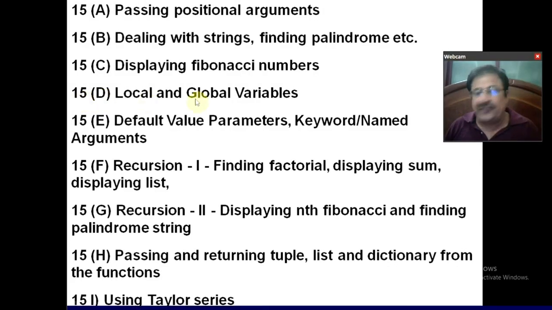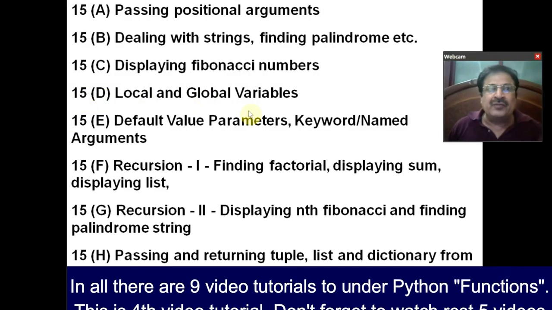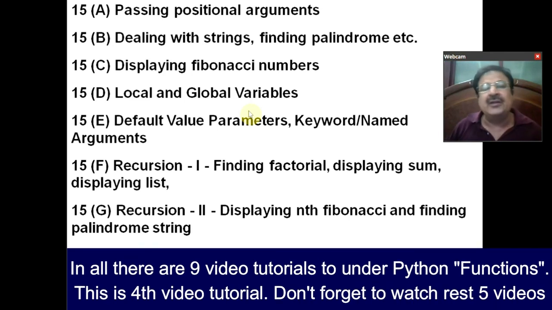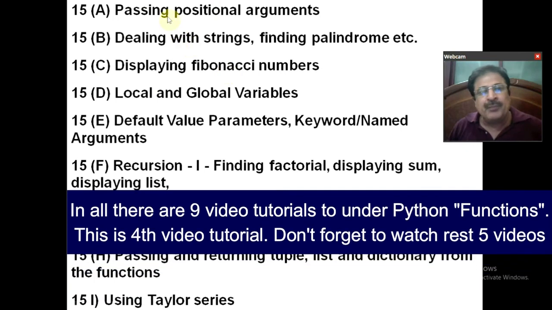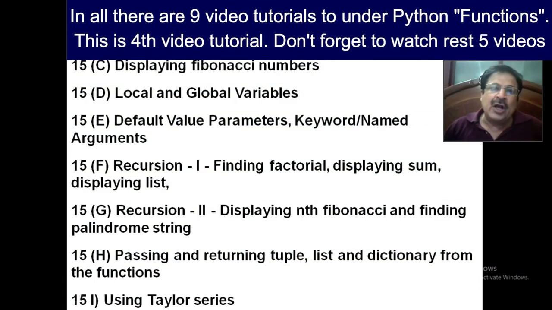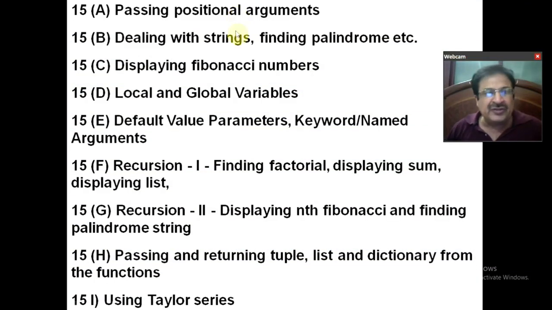This was lecture 15D. We already discussed that because functions is a very huge topic in Python, there are 9 lectures on functions. The 3 lectures we have already seen. 15A was explaining how positional arguments are passed to the function. 15B explained how to find whether a string is a palindrome or not. 15C was to find the Fibonacci number, to display the nth Fibonacci number. This 15D is for displaying local variables, which we've just learned. And if you want, you can directly jump to the desired lecture.